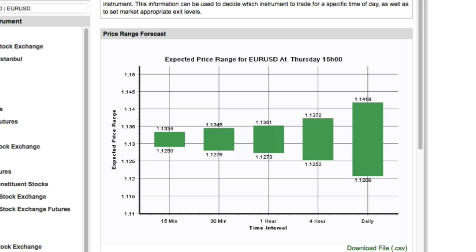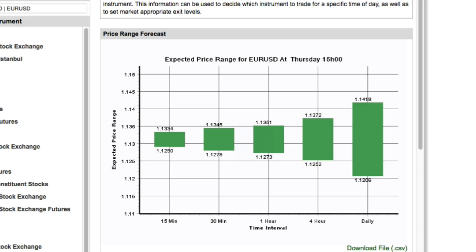So, for example, on this particular graph, it suggests that there is a 68% likelihood that the price will stay between 1.1290 and 1.1334 for the 15 minutes following 3 p.m. Similarly, there is a 68% likelihood that the price will stay between 1.1262 and 1.1372 from 3 p.m. for the next 4 hours until 7 p.m., as illustrated by this block.